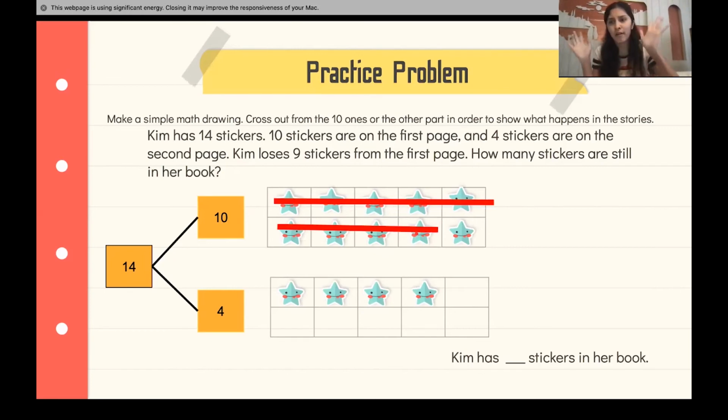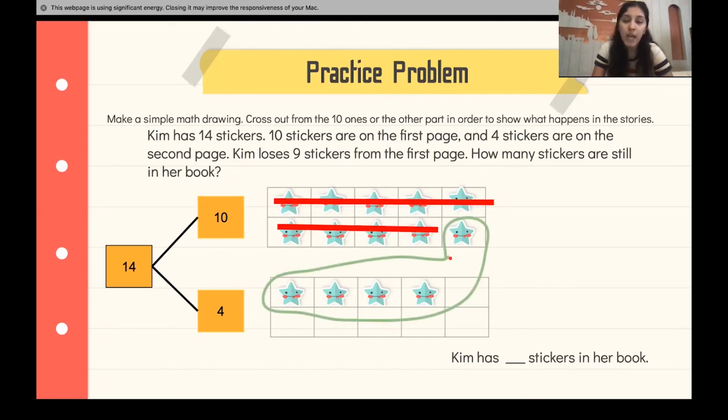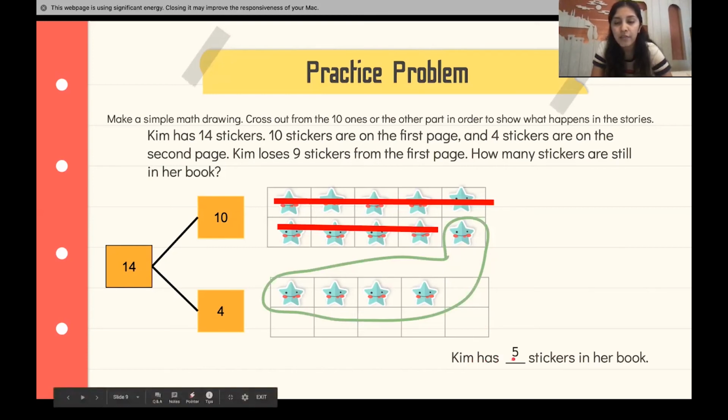So they're gone. She can't find them. So let's see, how many stickers does she still have left? So it's these ones, right? And this one in the first page. So let's circle it. How many stickers are there? 4 and 1 more. 4 plus 1, 5. So Kim has 5 stickers in her book. Nice work.